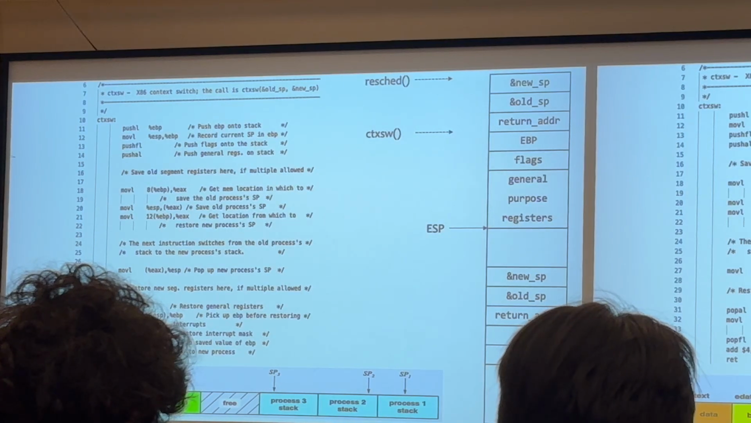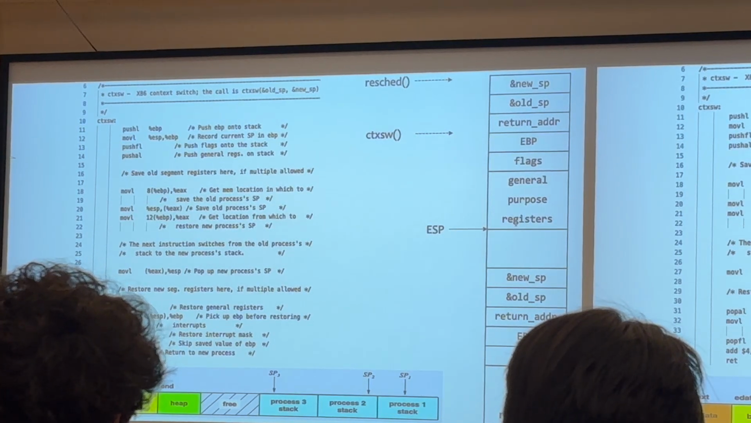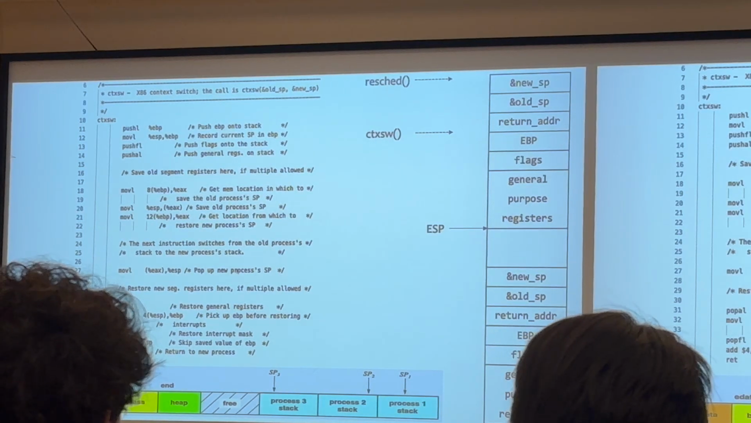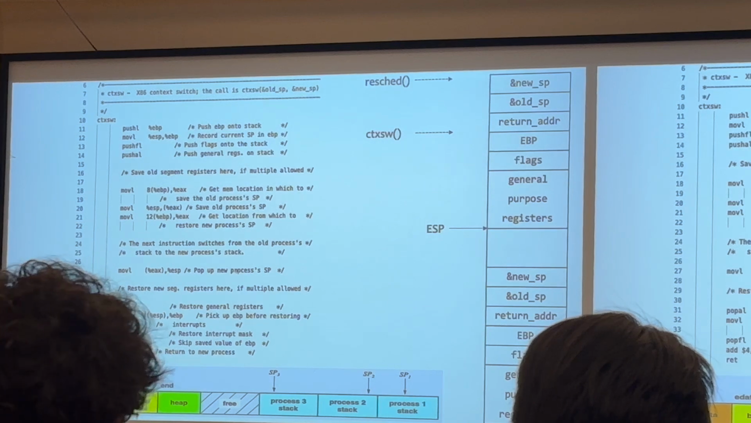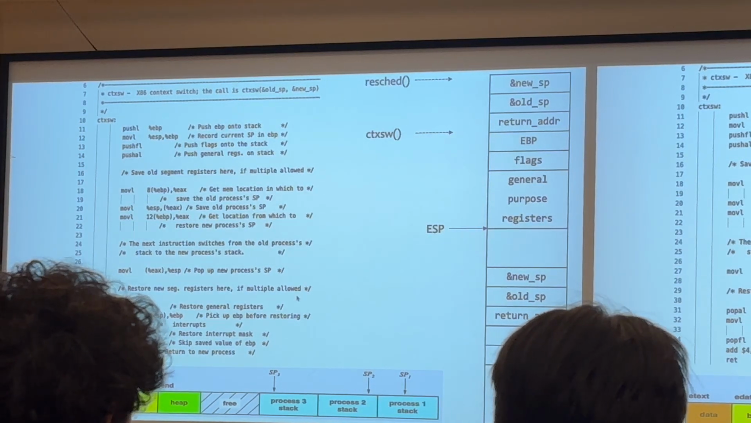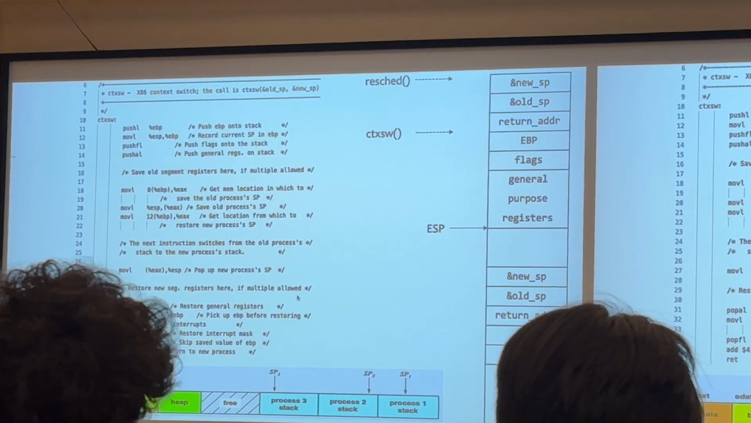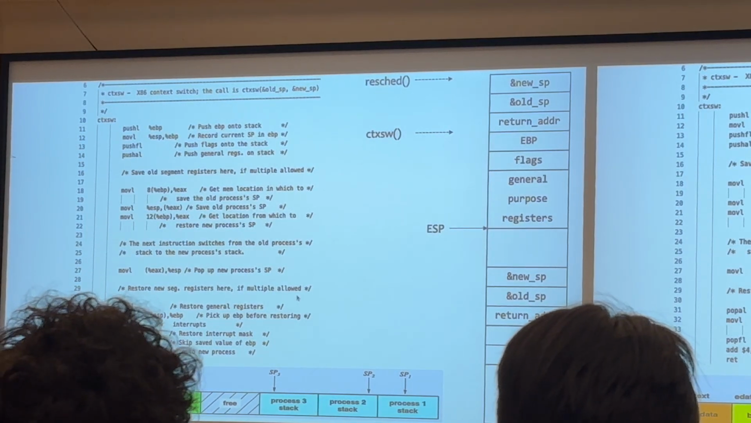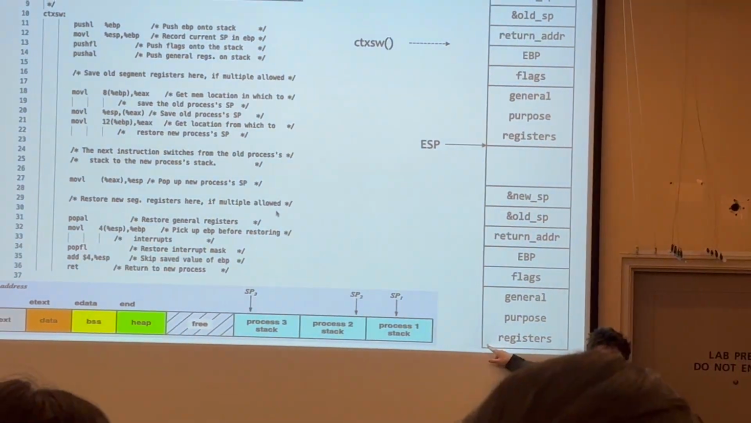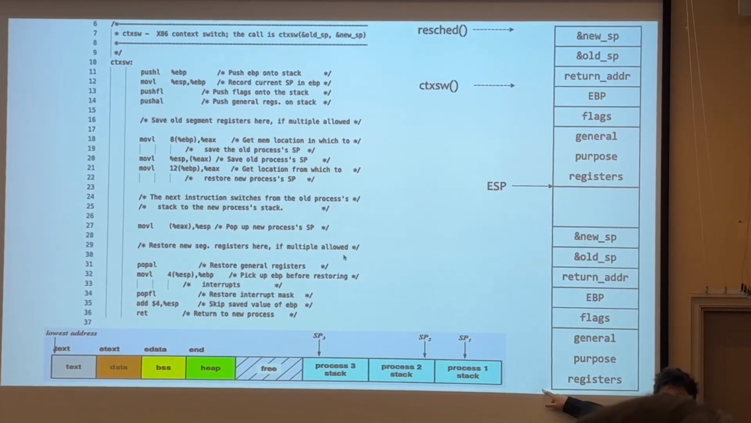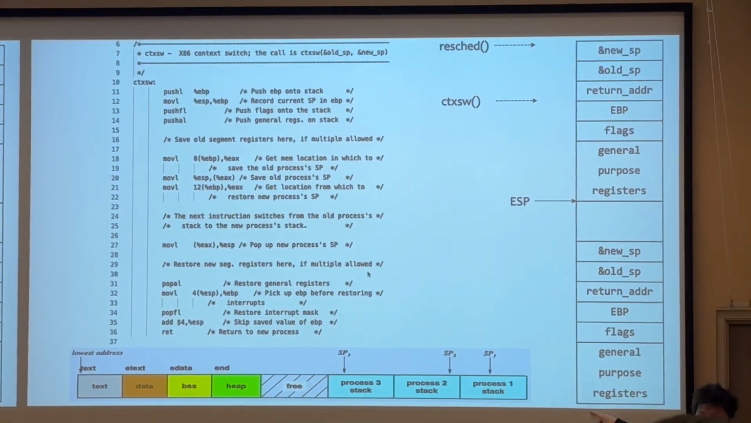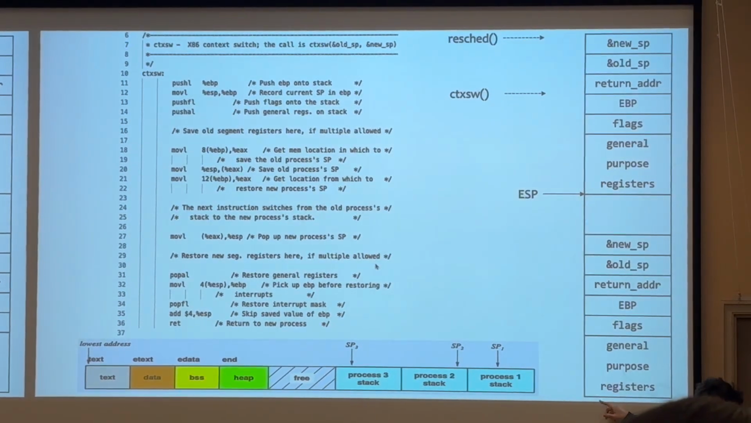Previously, ESP was pointing to here, the bottom of the old process's stack. After line 27 finishes the execution, where is ESP pointing to? Where the new stack stops, the bottom of the new process stack. Suppose this is the stack of the new process. After line 27, ESP will point to here. This is where the context switch already happened. When the ESP points here, you are already in the new process context. That's after line 27. Okay? Now the magic happened.